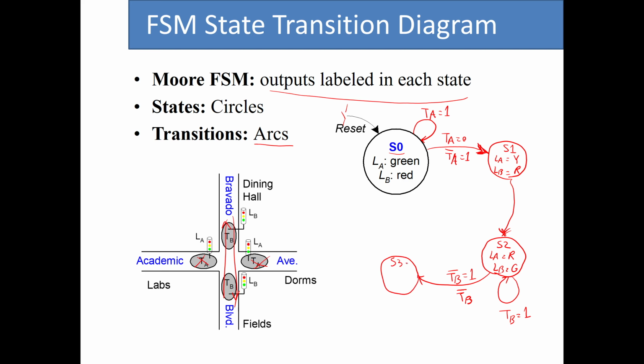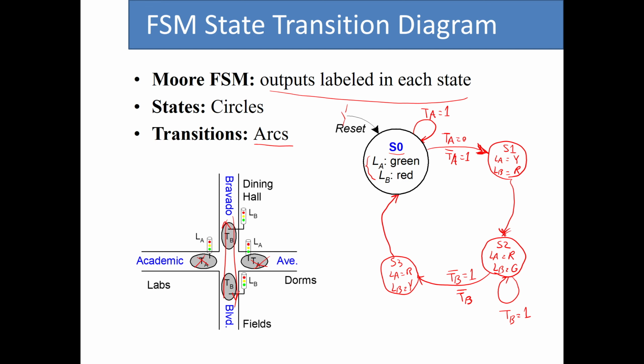I call it S3, in which LA is still red and LB becomes yellow. So that is a transition state. So without considering any inputs, what we can do is that we wait some time here, and on the next edge of the clock, we go to the initial state that we had, which is S0, in which LA is green and LB is red.